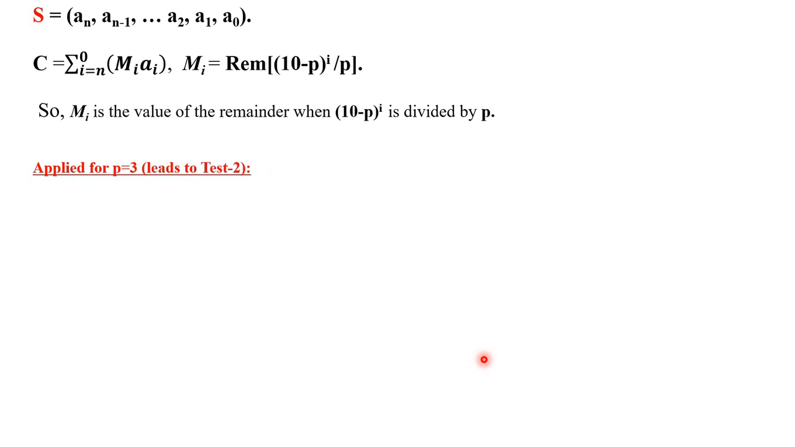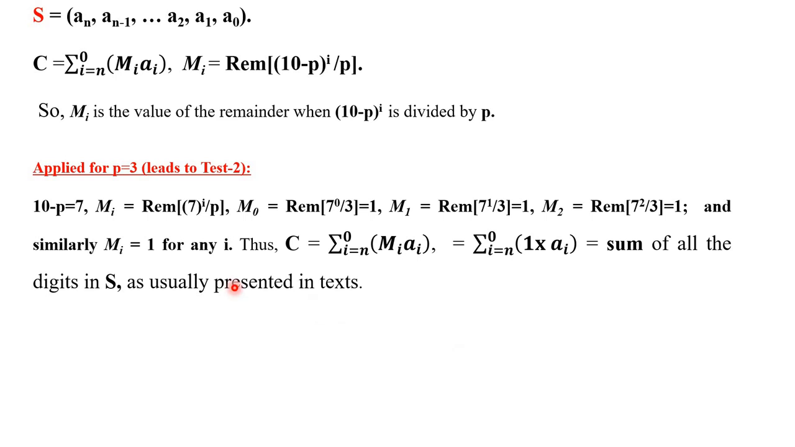Now we will see for p equals 3, test 2. So again you quickly see that p is 3, so 10 minus 3 is 7. So mi is simply the remainder of 7 to the power i by p. P is 3. 7 to the power 0 by 3, remainder is 1. 7 to the power 1 by 3, again remainder is 1. 7 to the power 2 by 3, so 49 by 3, again remainder is 1. And you can easily check that actually mi is 1 for any i.